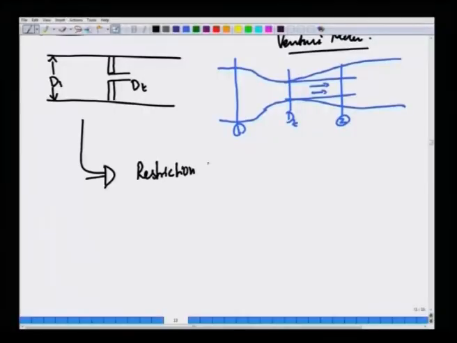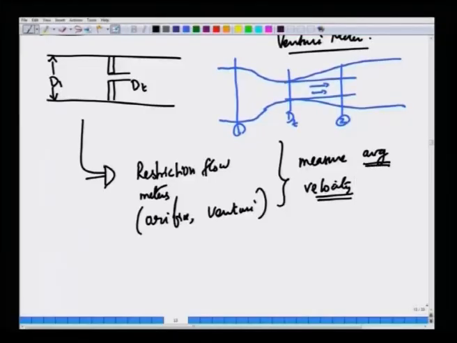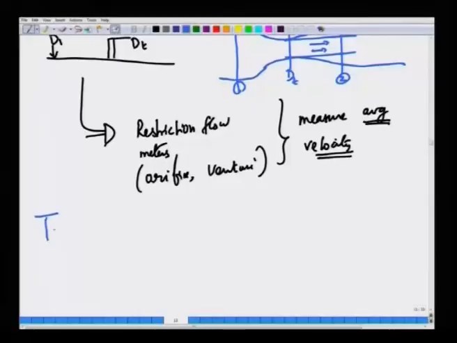The restriction flow meters such as orifice and venturi meters, okay, they measure average velocity. They do not tell you what is the velocity at each and every point across the cross section of a pipe, they measure only the average velocity. Okay. So, if you want to measure what is the point wise velocity, you cannot use restriction flow meters to measure velocity at each point in the fluid.